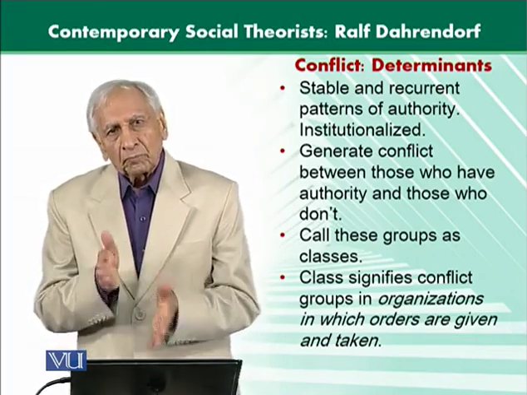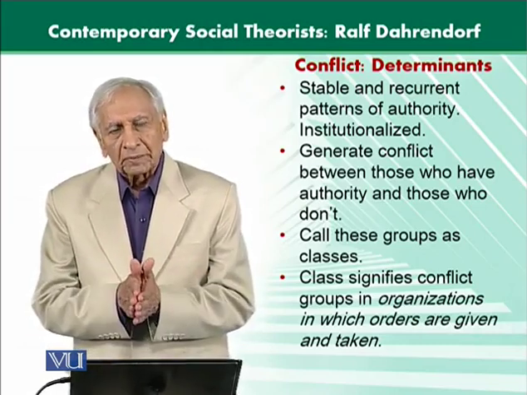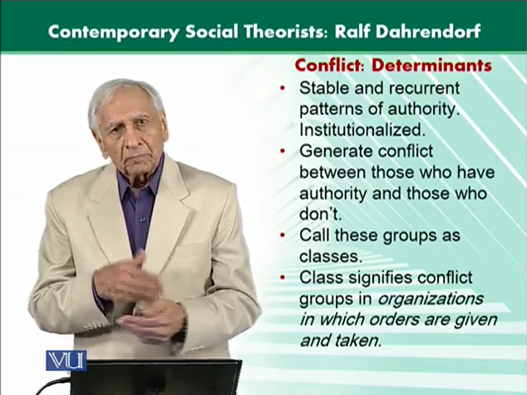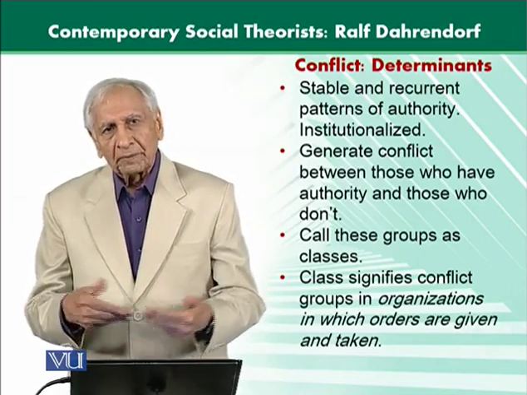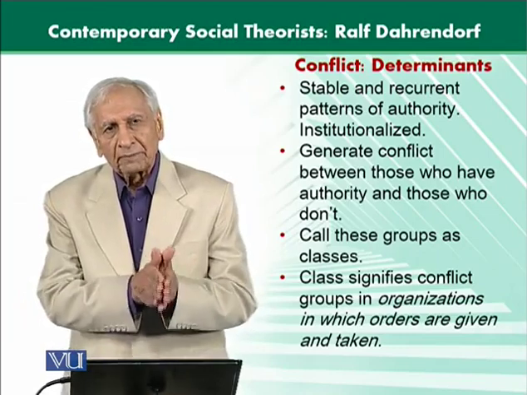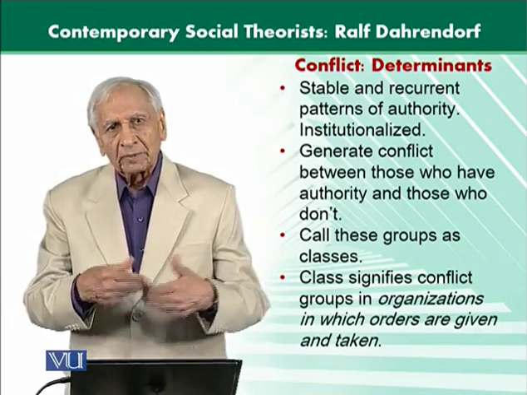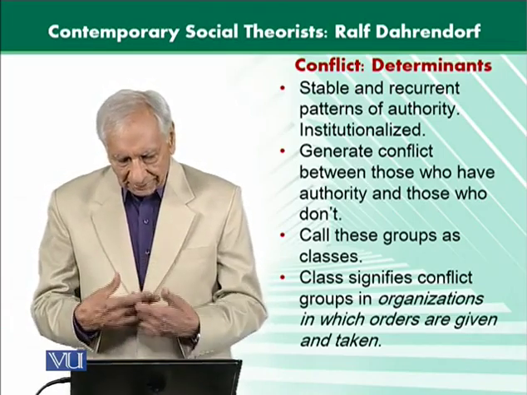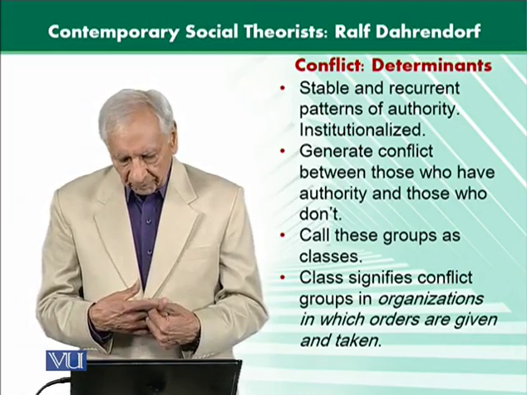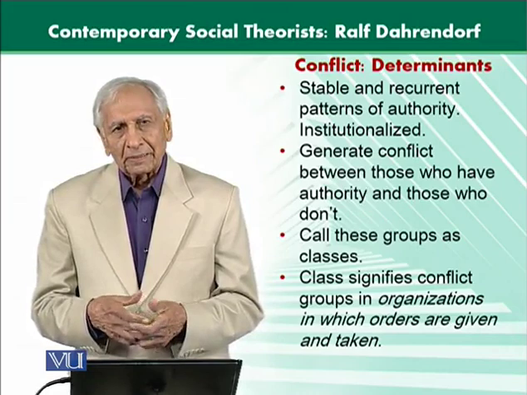So we could call these two different groups, these two groups could be considered as different classes. May not be two groups, maybe multiple groups. One group having authority, and there could be a number of groups which might be under that authority. So class signifies conflict groups in organizations in which orders are given and taken.